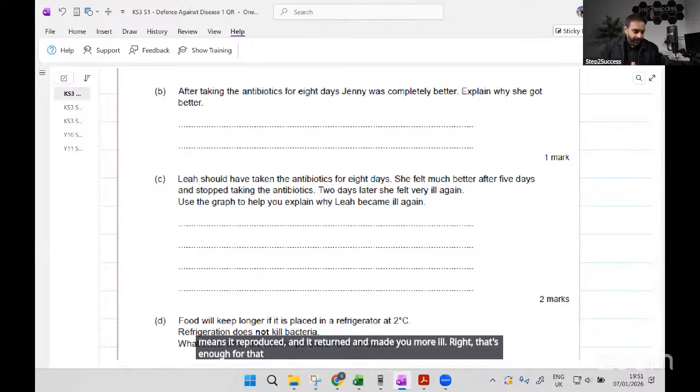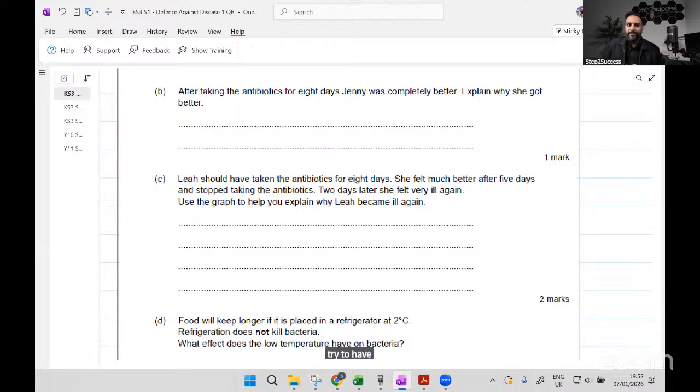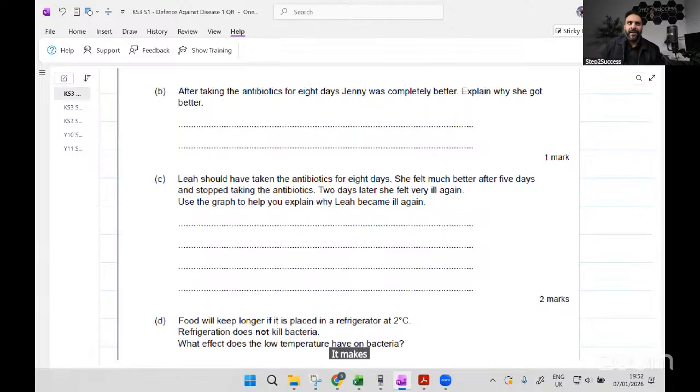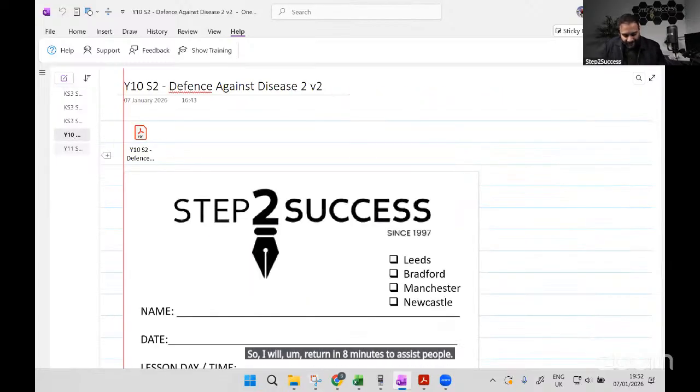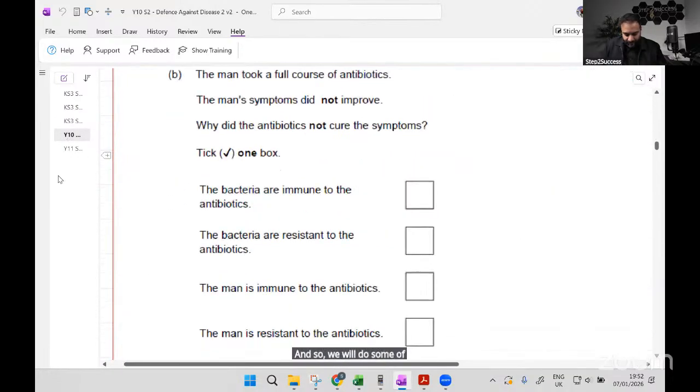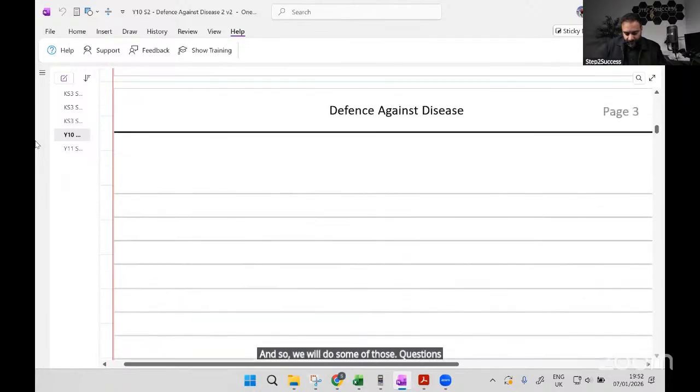Right, that's enough for that. Remember, general rule for these lessons is try to have a go at the homework before the session begins, and then ask your questions at the beginning. So when you keep firing questions 50 minutes in, it makes me think that you're doing it right now for the first time. So I will return in 8 minutes to assist people with year 10 and year 11 stuff who did disease and ecology. And so we will do some of those questions in a few minutes.